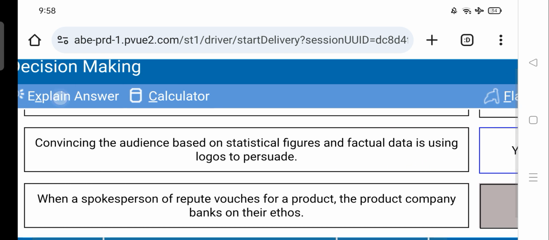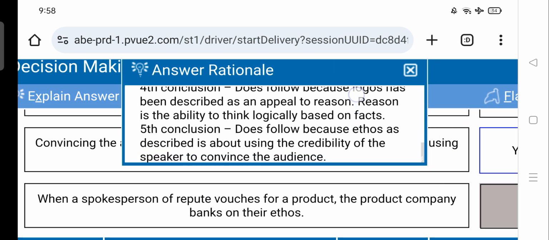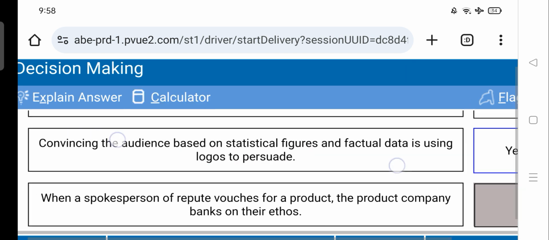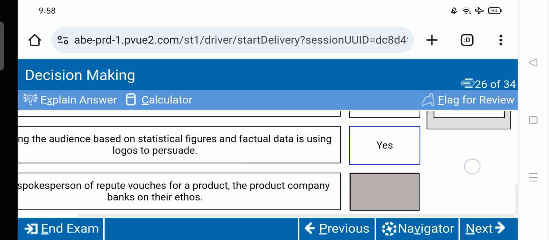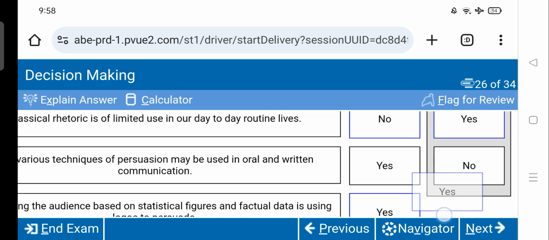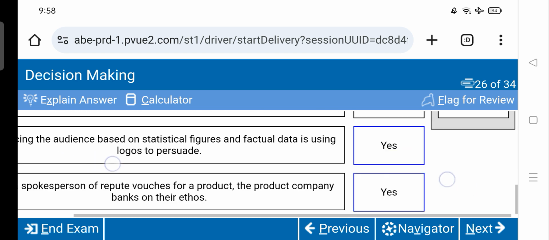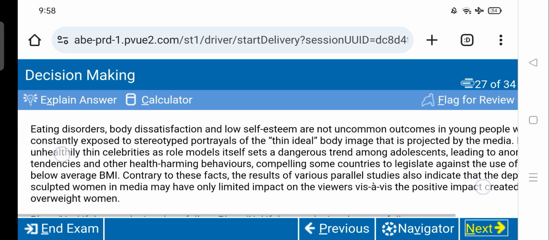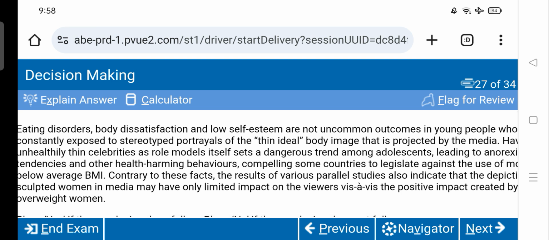Then we have a fifth conclusion. It does follow because the ethos as described is about using the credibility of the speaker to convince the audience. So again, this conclusion does follow the statement of the question, so it's a yes. We will drag a yes and drop it here in front of this conclusion. Next we have question number 27.